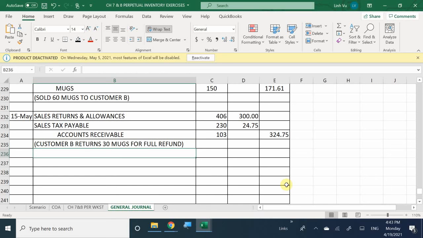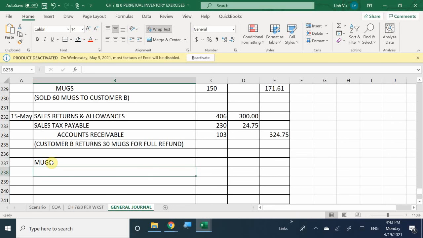Now that was just recognizing the sales portion. Now we need to update our inventory because he decided to return those cups back to us. So therefore, what am I going to recognize? Accounts payable and mugs. Accounts payable, no, because we're not dealing with our vendor. Oh, I'm sorry. This is customer. Yes. Now the customer is giving back our inventory. So what do we need to do? Put it back in inventory. Correct. So we need to increase our inventory once again.